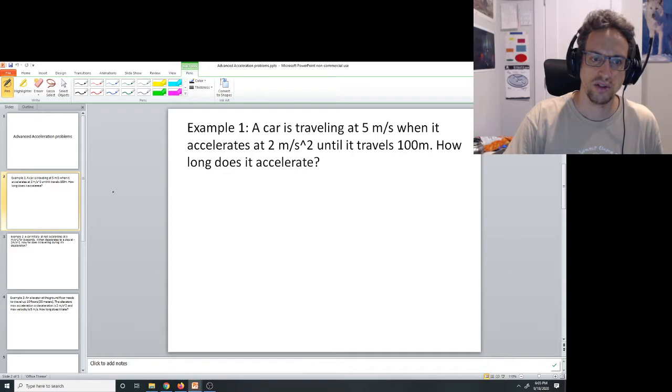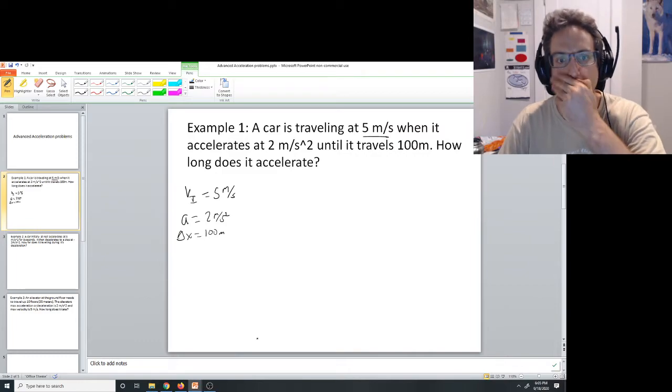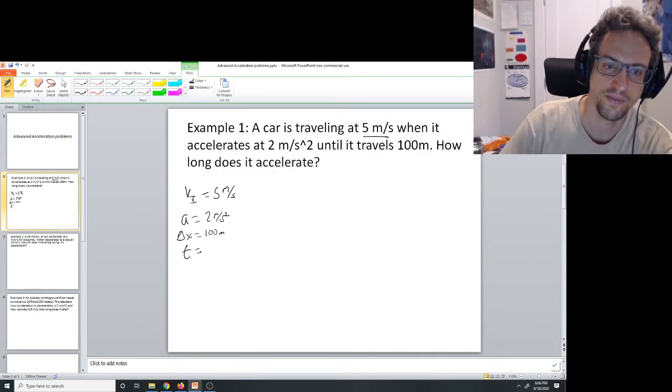As with all these problems, the first step is to identify what variables we know. So we've got traveling at 5 meters per second. That's at the starting, so v initial equals 5 meters per second. We've got an acceleration of 2 meters per second squared. And we've got a displacement, a change in x, of 100 meters. So, three variables. And I want to know how long. So I'm looking for time.